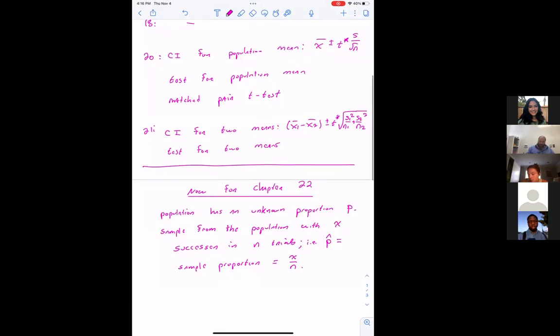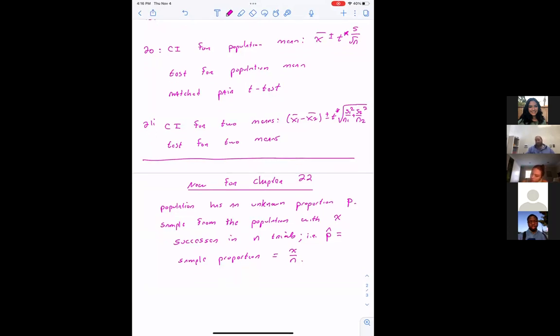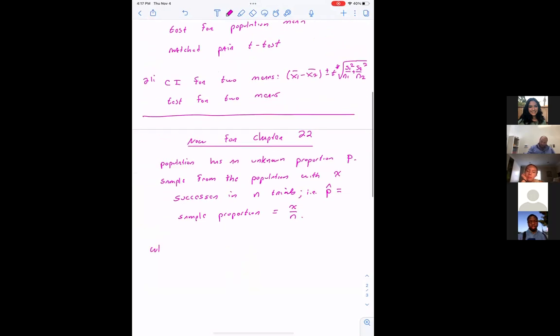Okay, and we would like to create a confidence interval for P. I don't know what P is, but I want to be able to say I have a 95% confidence that it's between this number and this number, for example. Much like we did with means, right? I want to create a confidence interval. So what is the confidence interval for P?